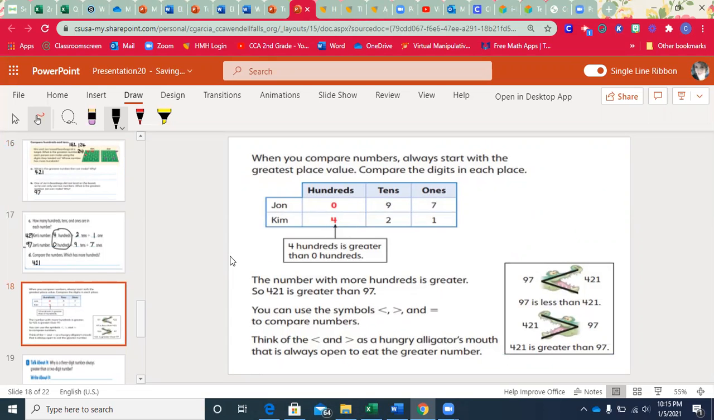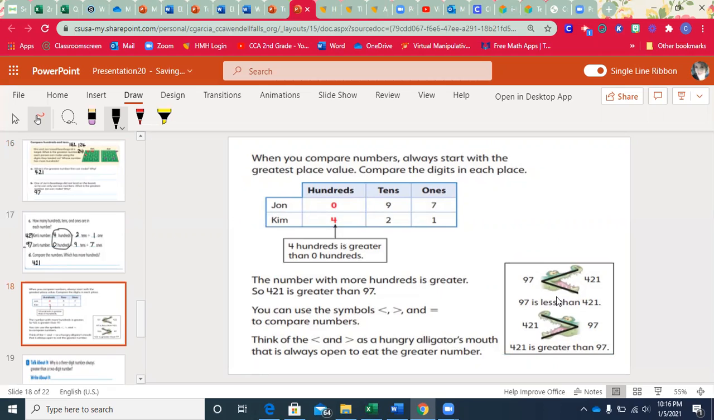So let's look down here. It says a number with more hundreds is greater. So 421 is greater than 97. So we filled it into our little model here, and envision it as an alligator's mouth, okay? And the alligator's hungry. Alligators are always hungry. And so the alligator's open mouth is always going to be pointed towards the greater number. So if you're comparing 2 numbers, the alligator's mouth is always going to be open to the greater number. They always want to eat the most, right? So they always want to eat the greater number.